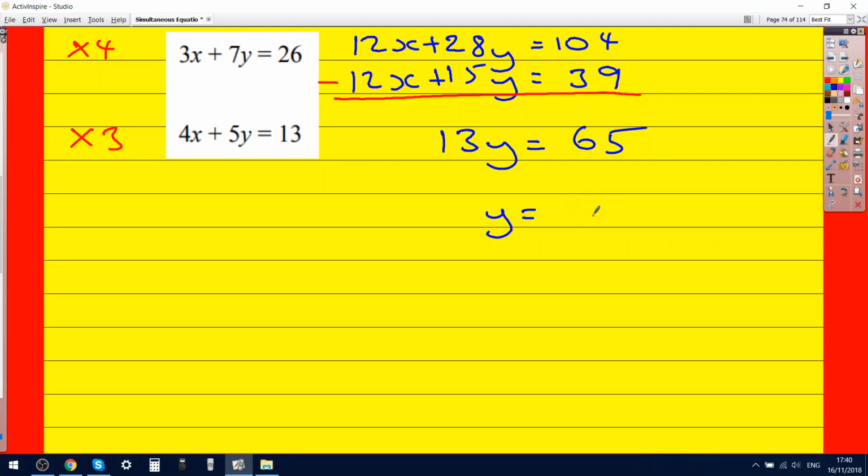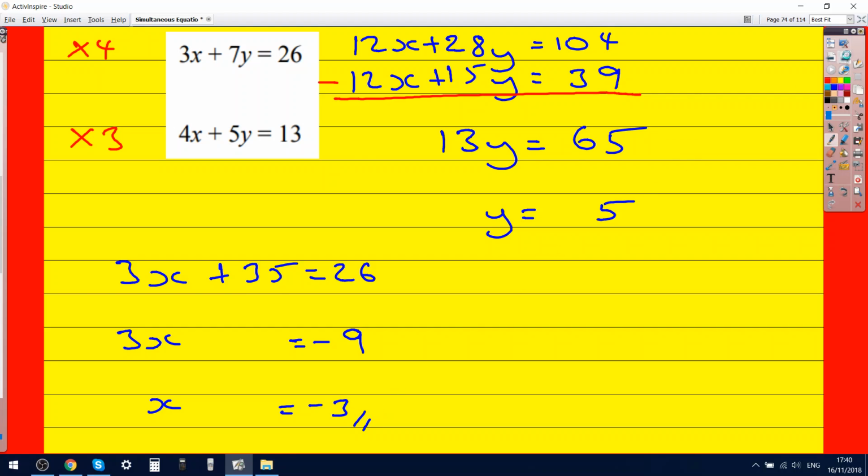So y must equal 5. Okay. And if y equals 5, then the x has got to be negative. So we do 7 times 5, which is 35. So then it's 3x equals minus 9. So x equals minus 3. X equals minus 3, y equals 5. Any questions there?